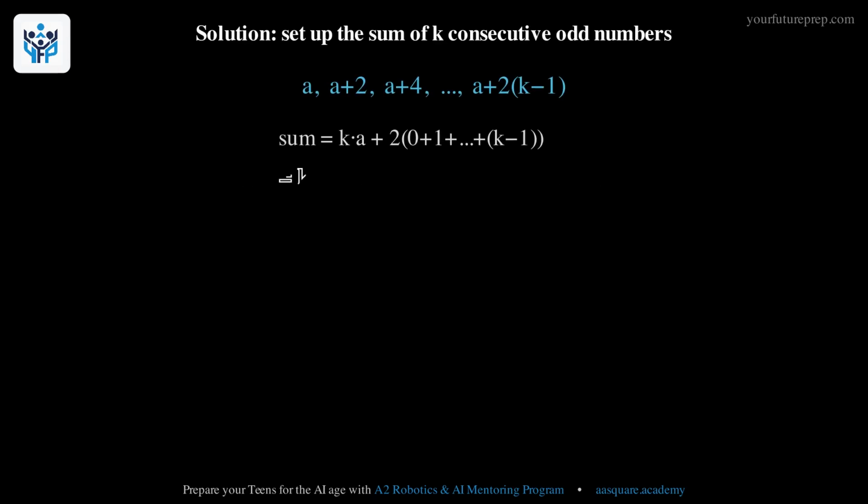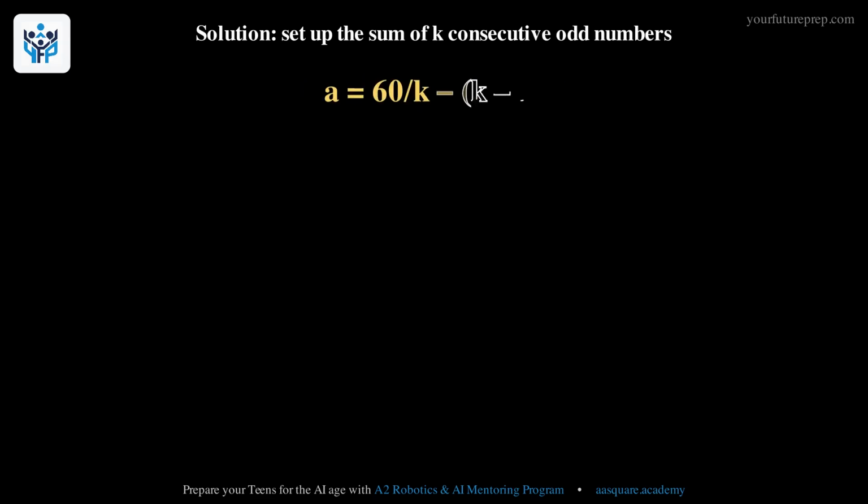Suppose we use k consecutive odd numbers. Starting at an odd number a, their sum equals k times a, plus twice the sum of 0 up to k minus 1. That simplifies to k times the quantity a plus k minus 1. And this must equal 60. Solving for a, we get a equals 60 divided by k, minus k minus 1.